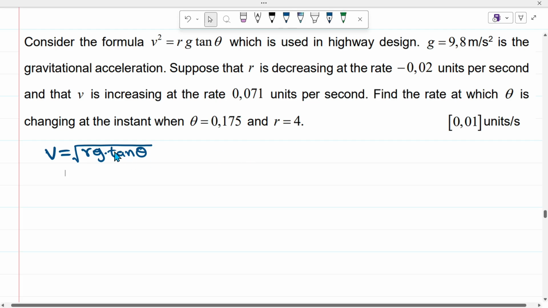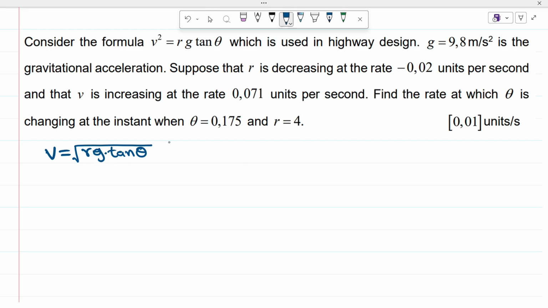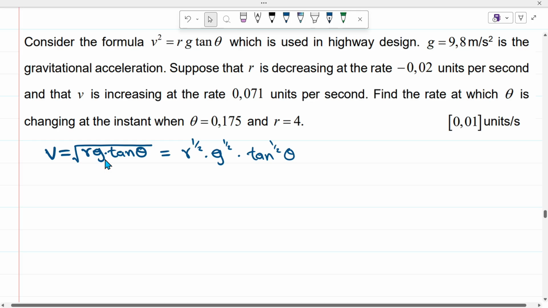So here, let's just rewrite this. I think it's going to be easy if we rewrite this in the form of r to the power half, g to the power of half, multiplied by tan of theta to the power of half, like that. So let's give each and every term its own root, and then it's going to become like this.